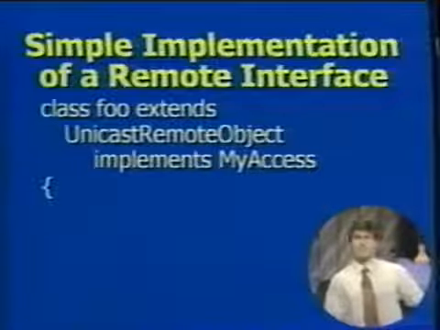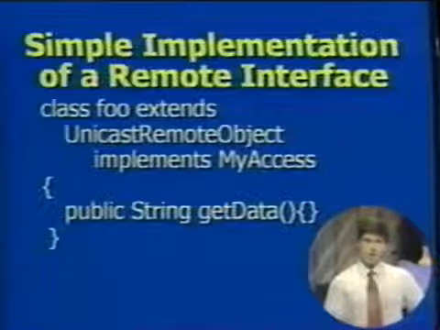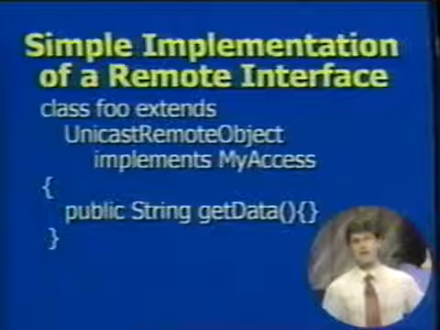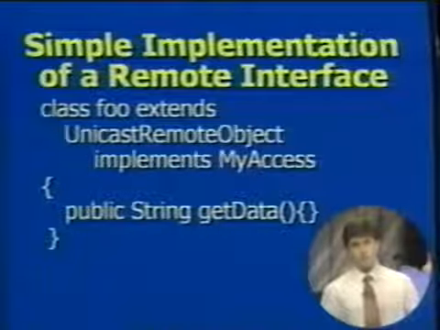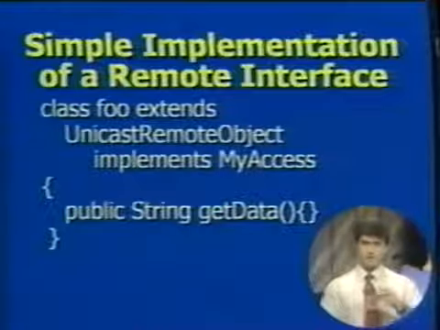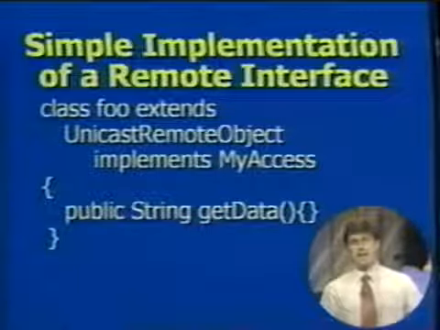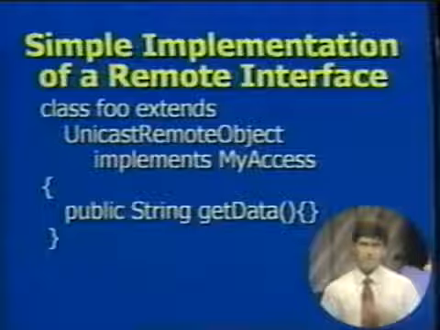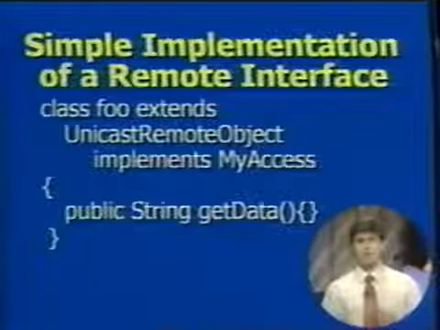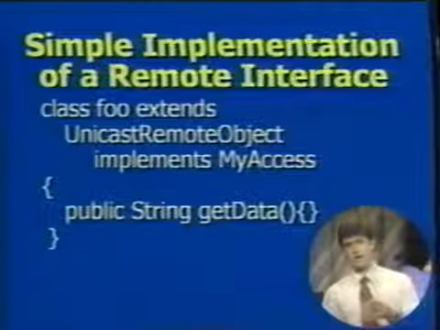As far as our implementation, we have one piece of code here that says public String getData with some method body. This is the actual code that gets run anytime this method is remotely invoked. So a client gets a reference to this object, the class Foo that we just created, and via that object, it gets a handle on the MyAccess interface. From the MyAccess interface, it knows that there is some method in there that returns a string that's called getData and that doesn't take any parameters, which is what we're looking at right here.